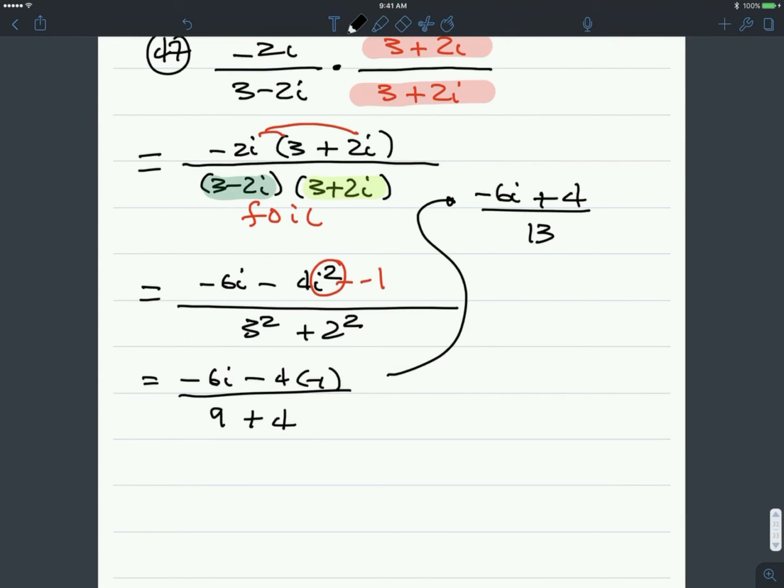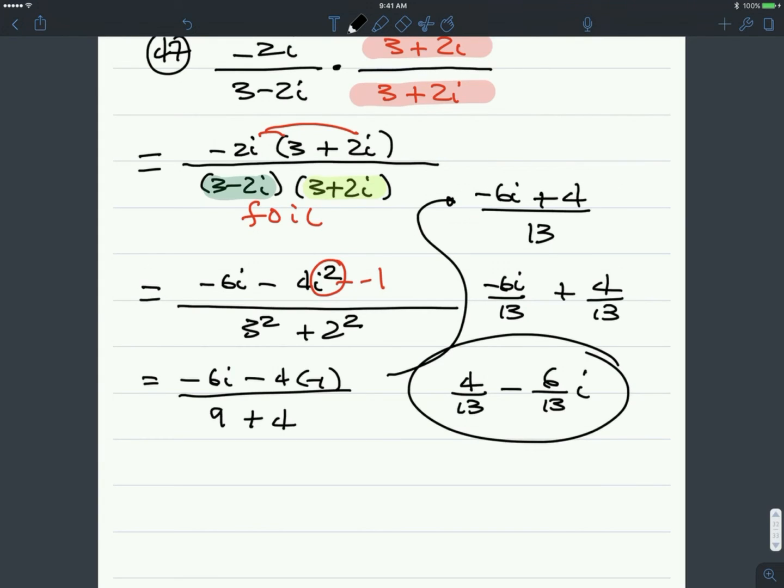We're dividing by a real number, not a complex number. Negative 6i over 13 plus 4 over 13. None of these fractions simplify. I write my final answer in complex number form. 4 over 13 minus 6 over 13 i. This is in the form of a plus bi. That's 47.